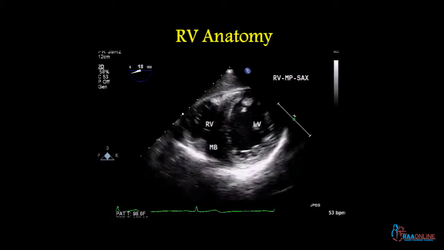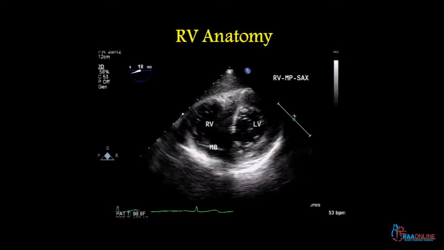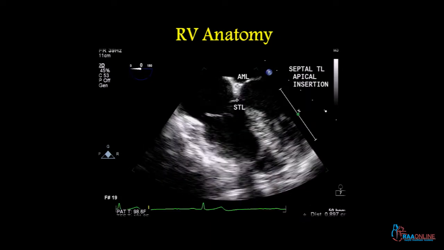Now there is a short axis of the RV. Again, that's the moderator band from the anterior papillary muscle going onto the septum. The second identifying feature is how does the septal leaflet of the tricuspid valve take off? Usually, the septal leaflet of the tricuspid valve is apically displaced. This is the anterior mitral leaflet there, and this is the septal tricuspid leaflet.